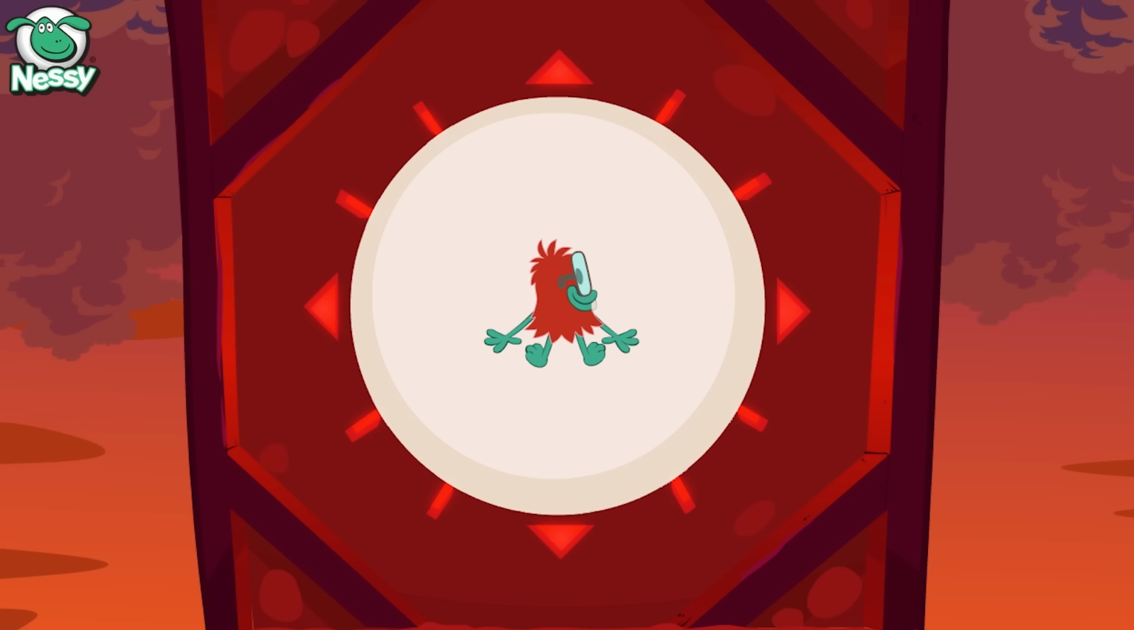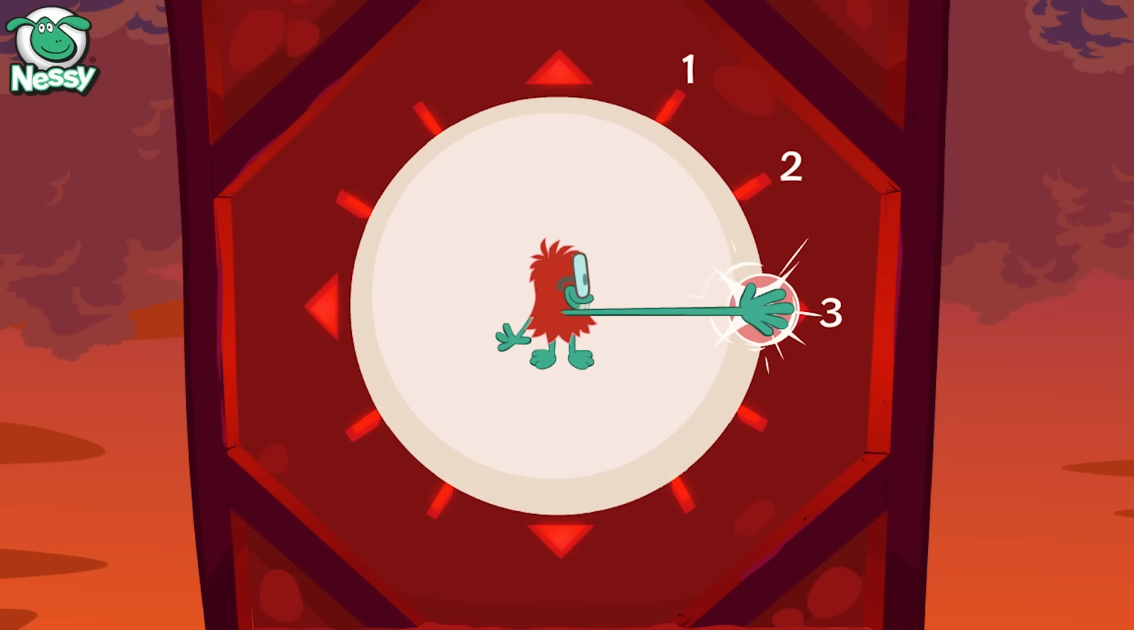Now make a 5 with your right hand! This hand now has the fantastic force of 5. Point to where the 3 was. 3 times 5. That's 15 minutes.